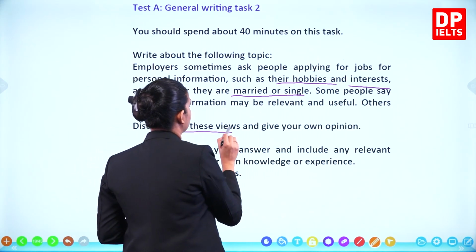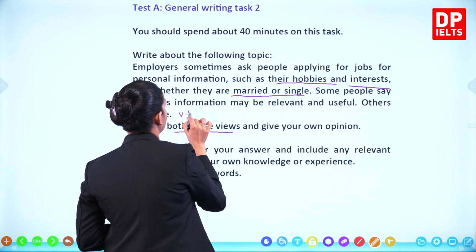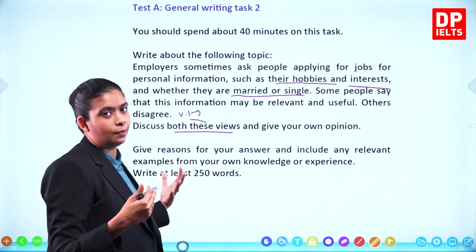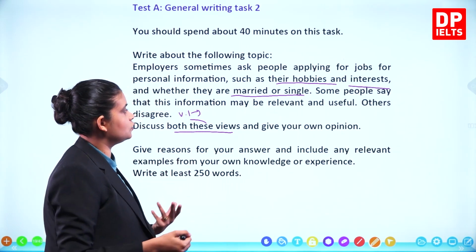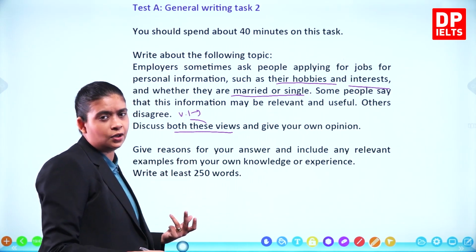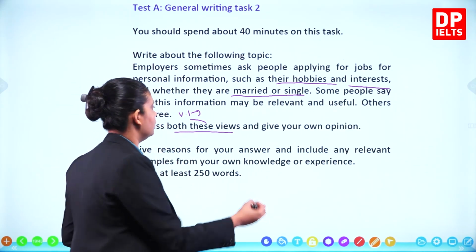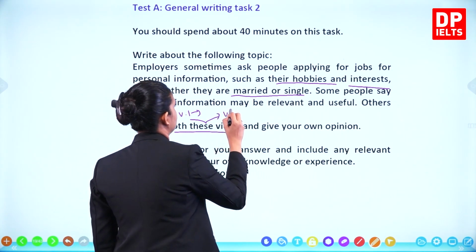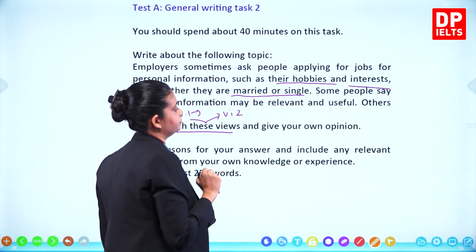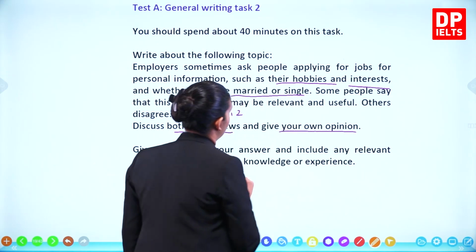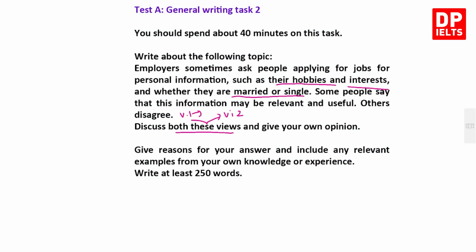Discuss both views. So what is view 1? That personal information and having understanding of their hobbies, interests, married or single, getting that kind of information is useful and relevant. Others, however, view 2, disagree. Right, and then you can give your opinion. So I'd like you to take 40 minutes and jot down your answer, okay?